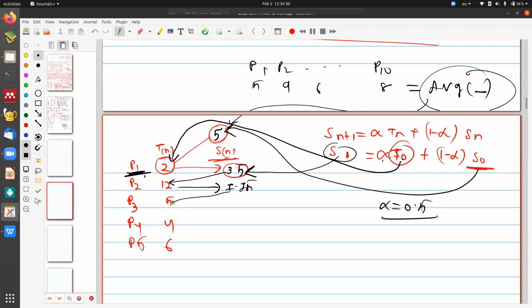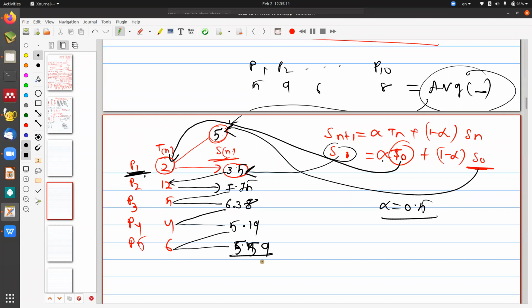Then again 7.75 plus 5 is 12.75, which is nearly 6.37 or 6.38. Then 6.38 will be added to 4, so this becomes 10.38, which is 5.19. Then 5.19 plus 6 is 11.19, which is 5.6. Sorry, how much will it be? I made a small calculation mistake. 5 plus 6 is 11, so 5.5, and 5.5 plus 0.9 is 5.59. Okay.